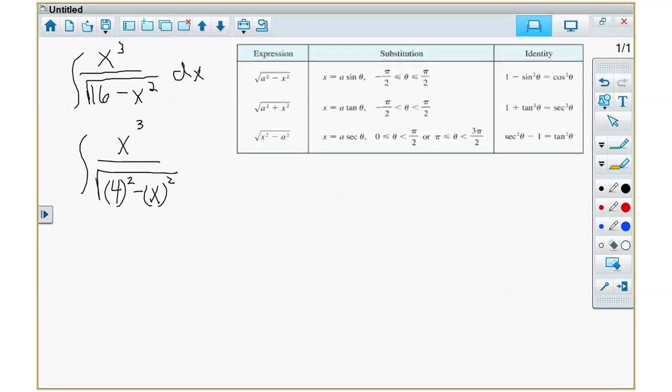So x is equal to what? What's x equal to? Right here. 4 sine theta. Now, the whole purpose for you wanting x is so you can get dx. And dx is what?